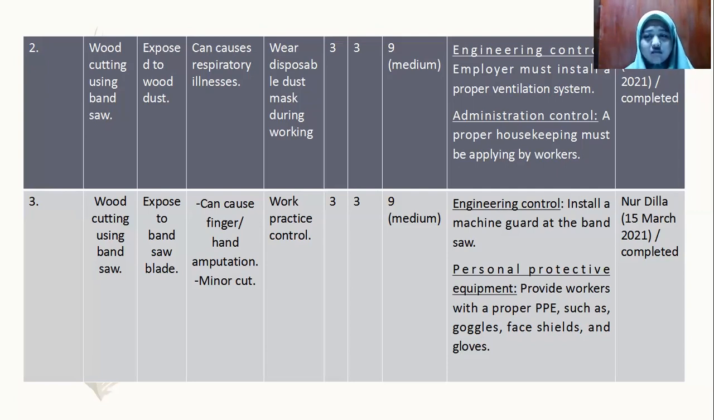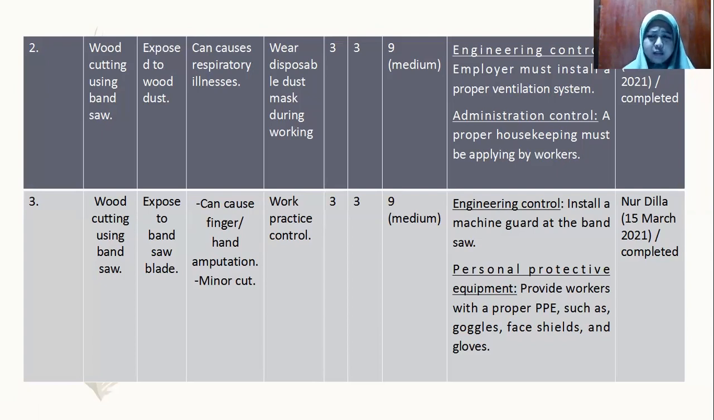To overcome this hazard, we have proposed engineering control, which is to install a machine guard at the bandsaw. For the bandsaw, the most suitable machine guard is an adjustable guard. This guard is suitable because it can be adjusted if the machine handles different sizes of wood.